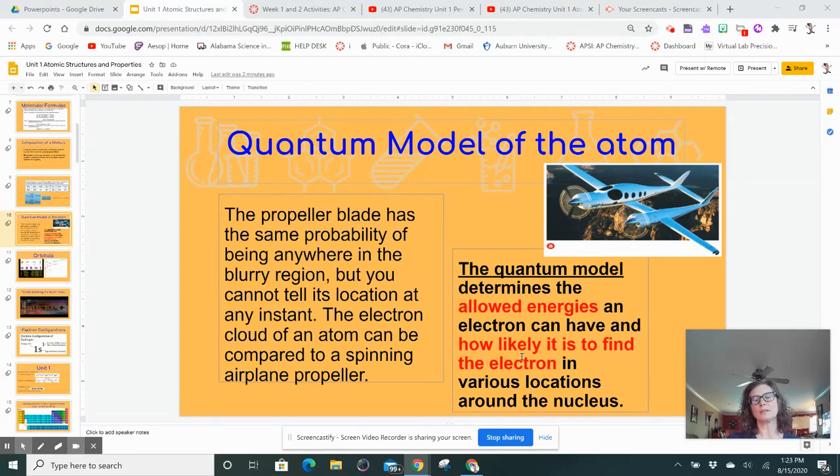All right, this is the second PowerPoint for Unit 1. We left off talking about empirical formulas, and we're going to start into the structure of the atom.